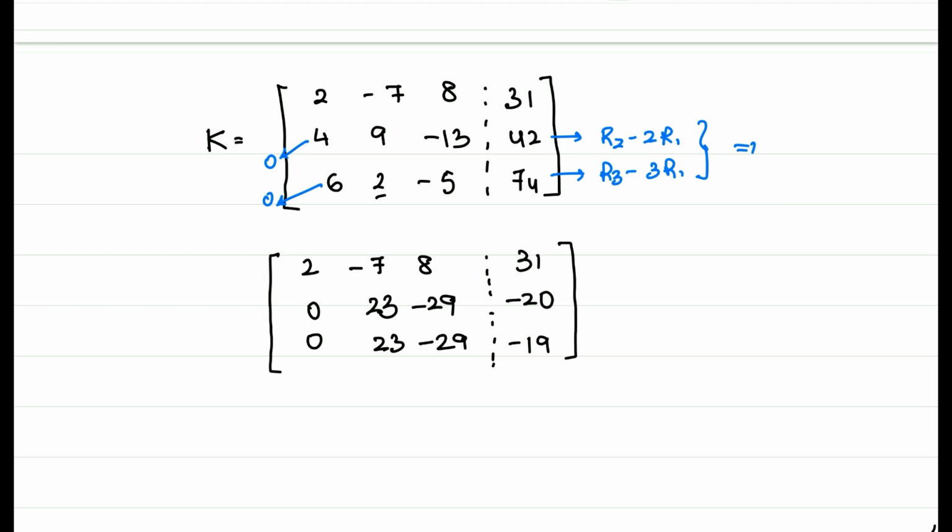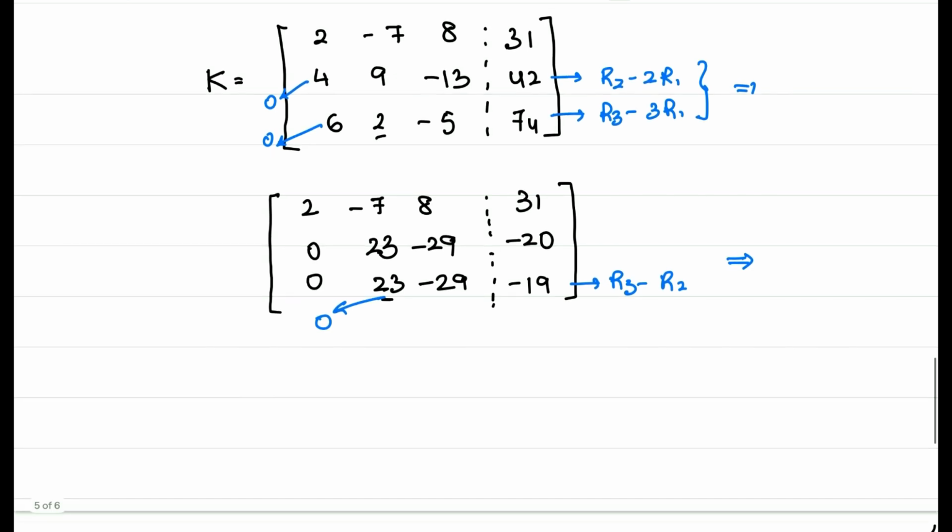Now, what do I have to do? I have to make this as 0. To make this as 0, I have to operate with the second row, because it is also 23, it is also 23. I have to make it as 0. For that, R3 minus R2. When I operate R3 minus R2, what happens? Let us see.